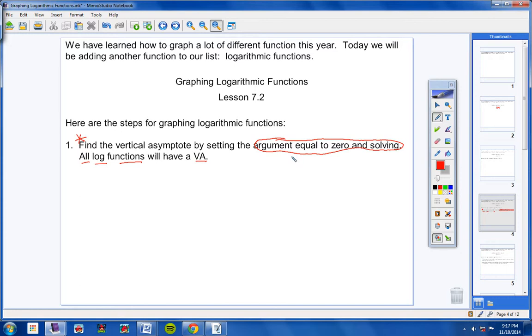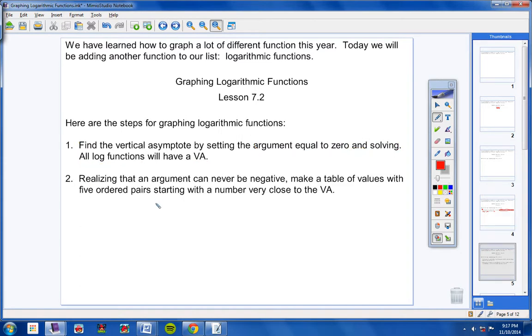Find the vertical asymptote by setting the argument equal to 0 and solving. Okay? All log functions will have a vertical asymptote. Okay, go on to step 2. Here we go. Step 2.